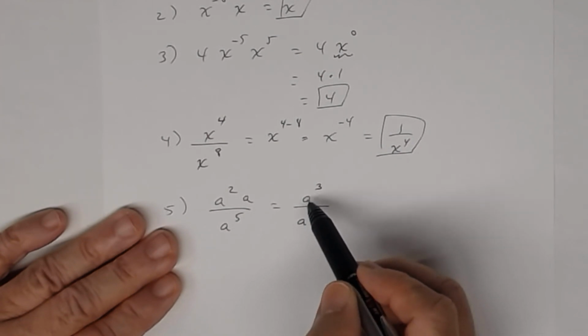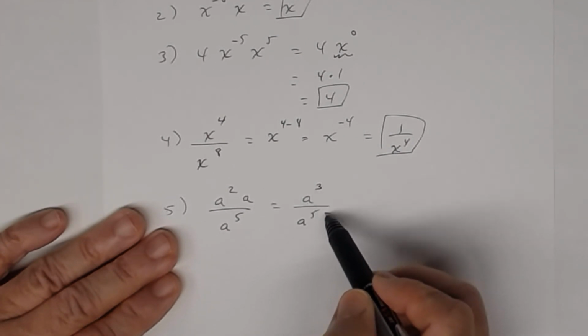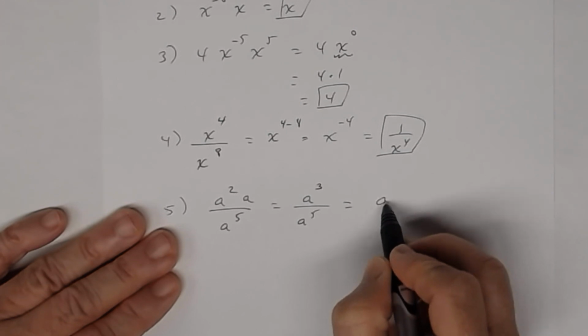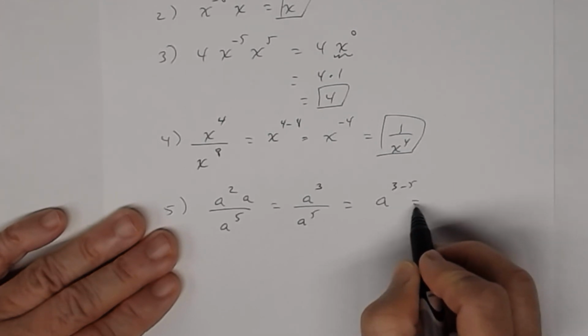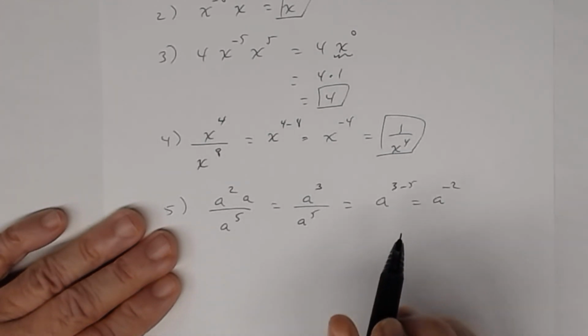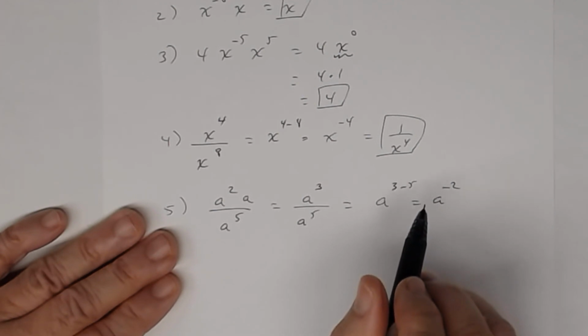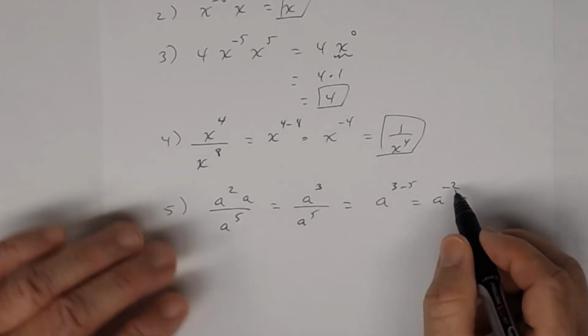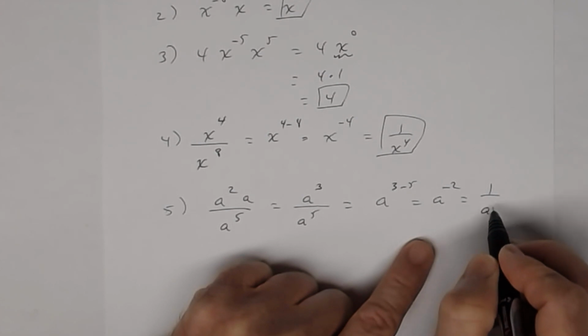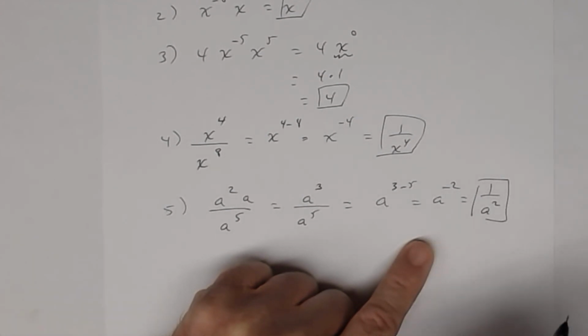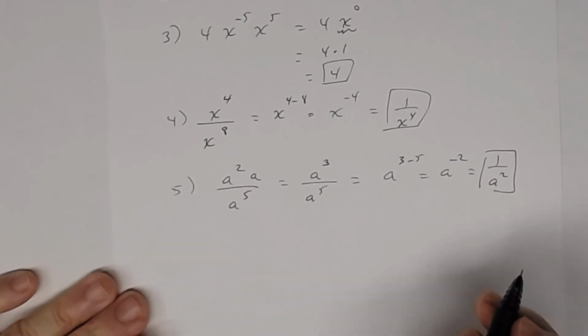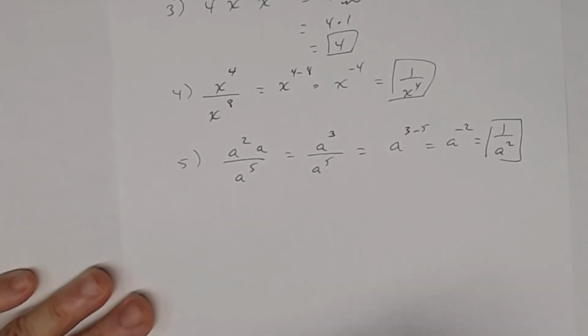So when I use a quotient rule, when I divide like bases, I subtract exponents. So I get a to the 3rd minus 5, which is a to the negative 2nd. But remember, you want your exponents positive, so you're going to rewrite this as 1 over a squared. So there's your answer. So a to the negative 2nd is 1 over a squared.